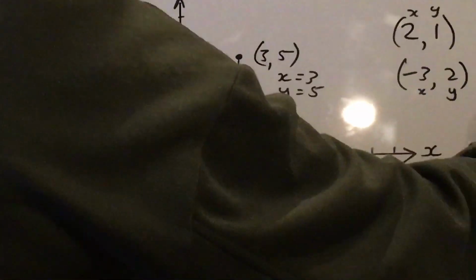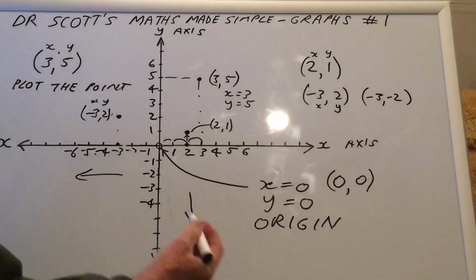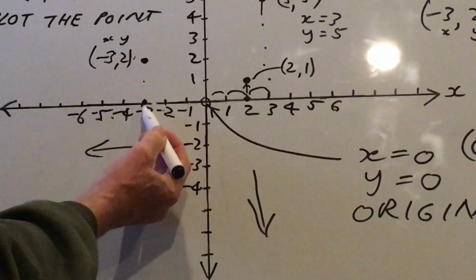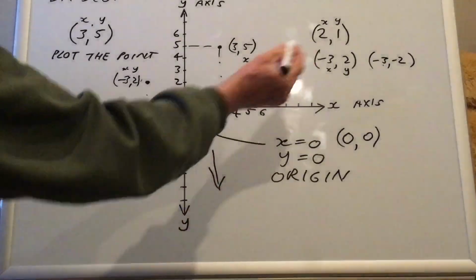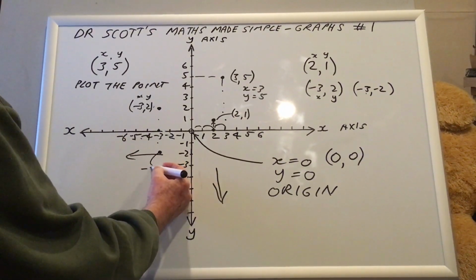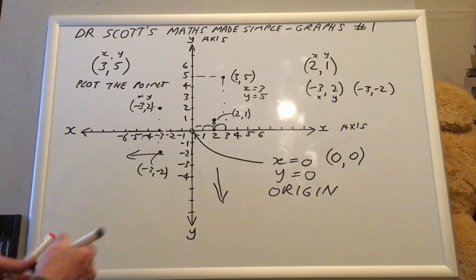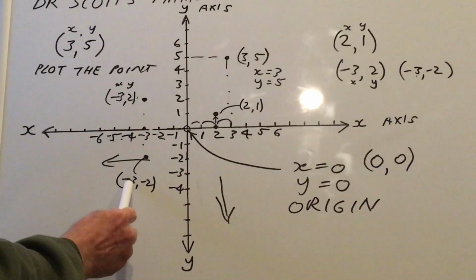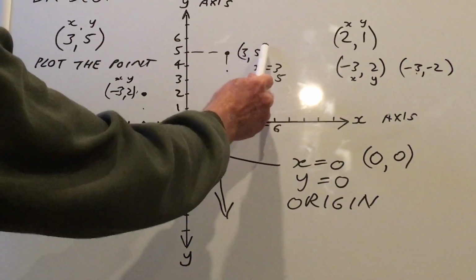But what if they said plot the point (-3, -2)? Well, that would be similar. It'd be -1, -2, -3 for the X, and then -1, -2. So that would be the point (-3, -2). So this is the point (-3, 2). This is the point (-3, -2). There's the point (2, 1), (3, 5).